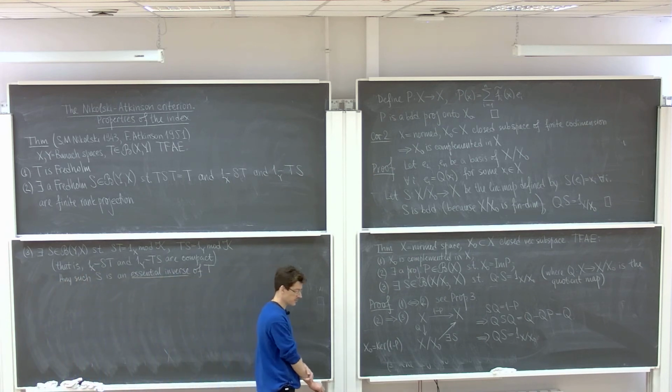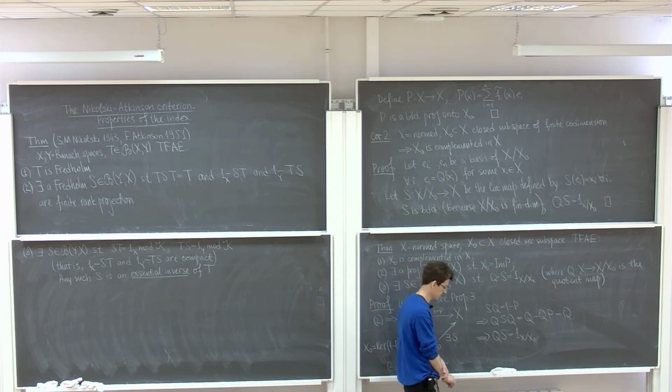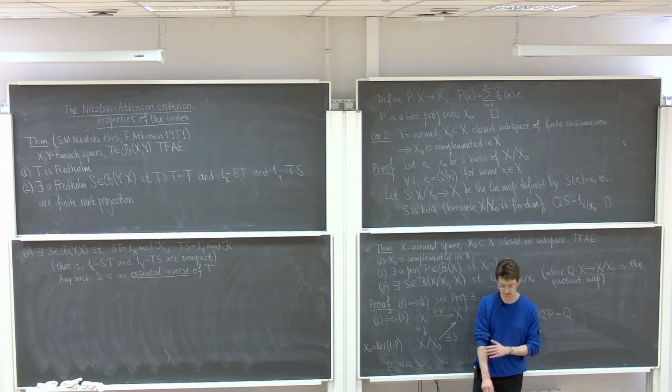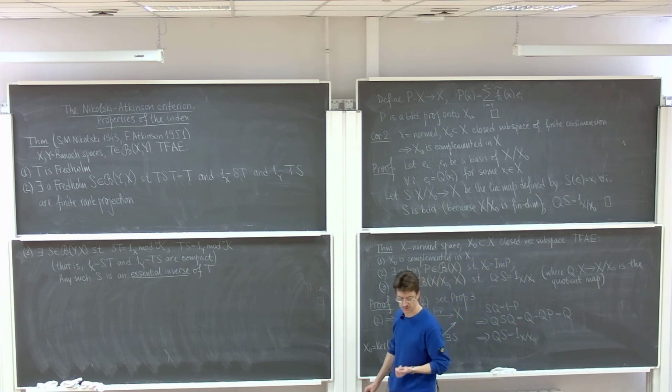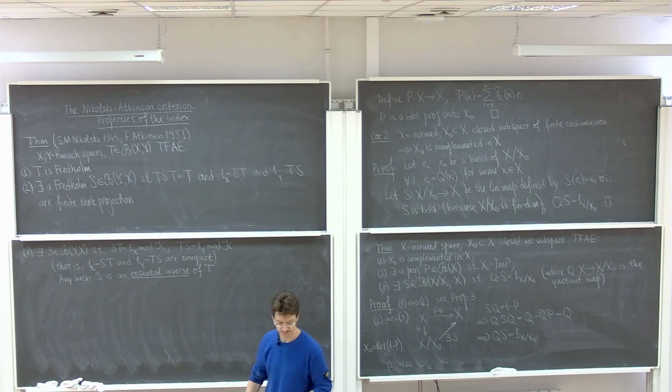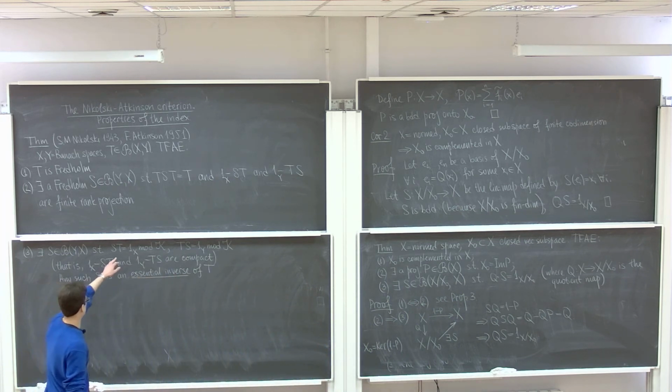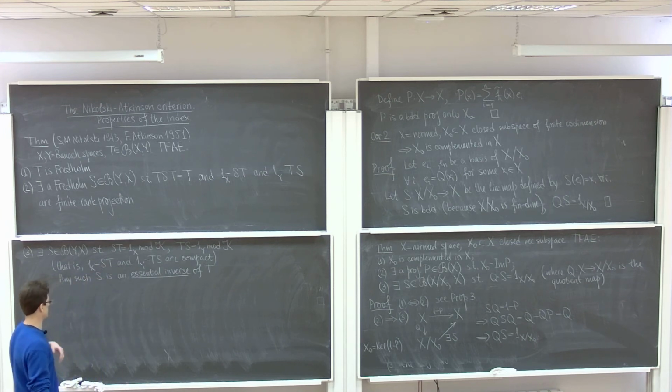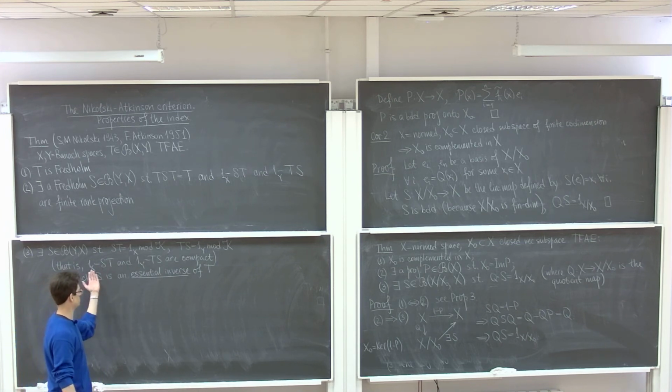In operator theory, when we say the word essential, usually this means that some property holds modulo the ideal of compact operators. So S is an essential inverse means that these two differences are compact.